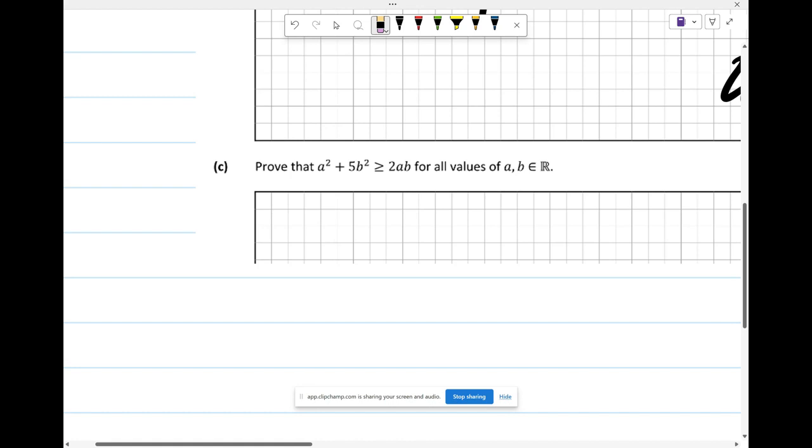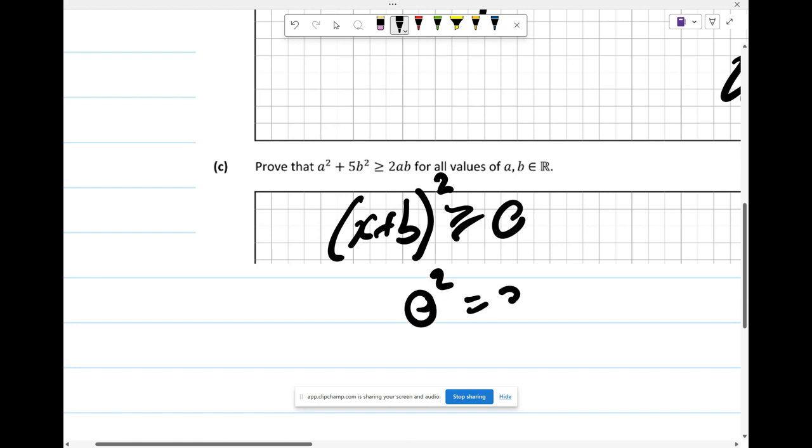Okay, and so our technique for proving anything to do with inequalities is basically going to be trying to get a 0 on one side of an inequality and something squared, like an x plus b squared, on the other side, because we know that any number squared is going to be greater than or equal to 0. 0 squared is just going to be 0, so that's equal to 0.